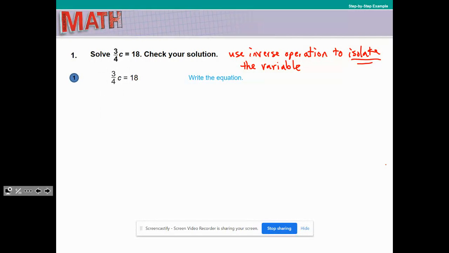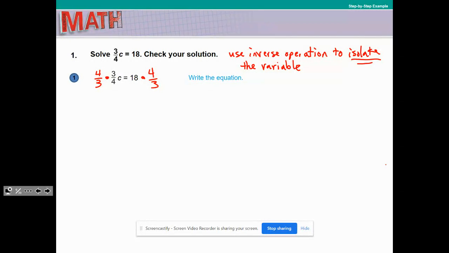To do the inverse operation, we could divide by 3/4. That would work. But it's going to be simpler. Remember, dividing by a fraction is the same as multiplying by its reciprocal. You learned that last year. So instead of dividing by 3/4, we're just going to skip the division step and go straight to multiplying by the reciprocal.